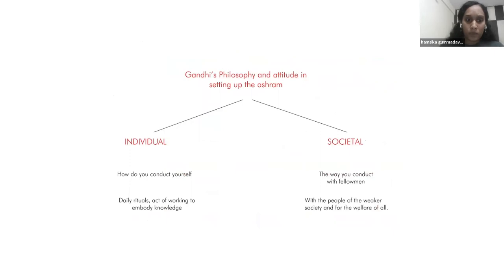Before jumping onto the memorial, Gandhi's philosophy and attitude in setting up the ashram was based on individual and societal aspects, where the individual talks about how to conduct oneself, that is, through daily rituals and the act of working, helping to embody knowledge. The second being societal, the way you conduct yourself with fellow men, especially with the people of the weaker society.